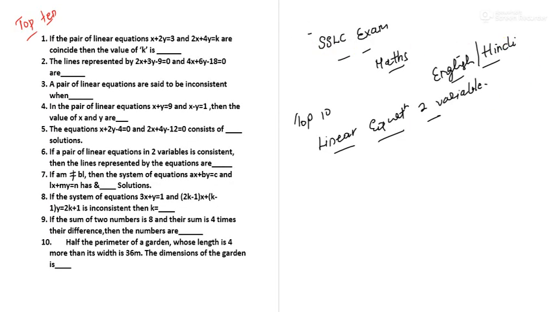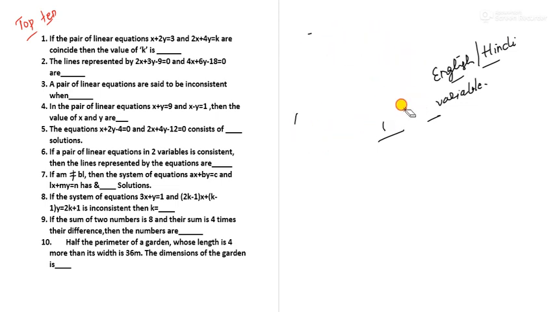So this is the first question, you can look at the screen, okay. You try to solve it by yourself. If you're getting the answer, then it's good, or else you can follow the video. So what is the first question? The first question is, if the pair of linear equations x plus 2y equals 3 and 2x plus 4y equals k are coincident, then the value of k is dash.